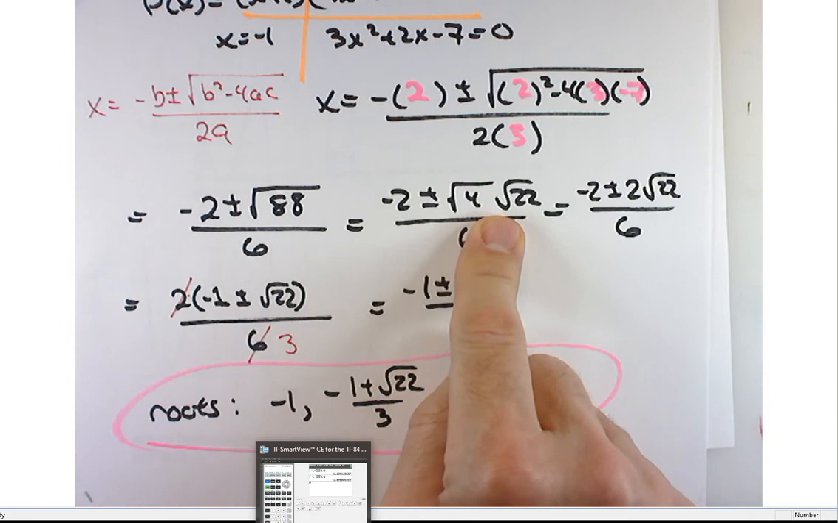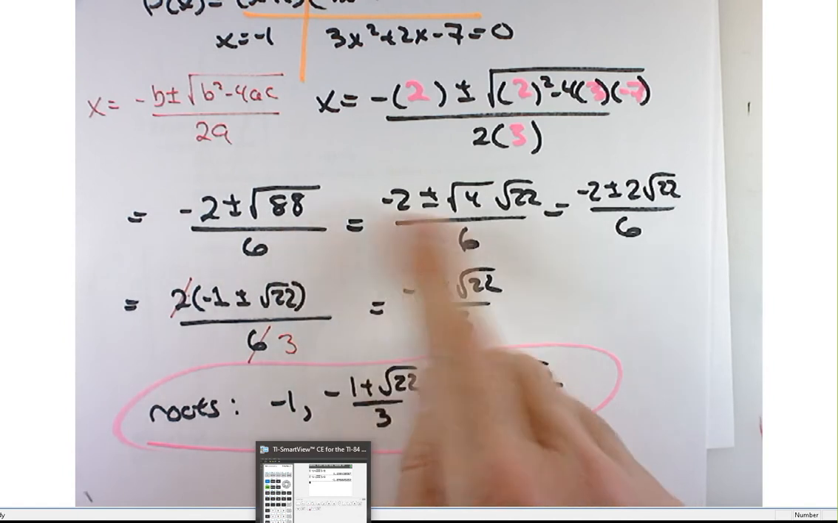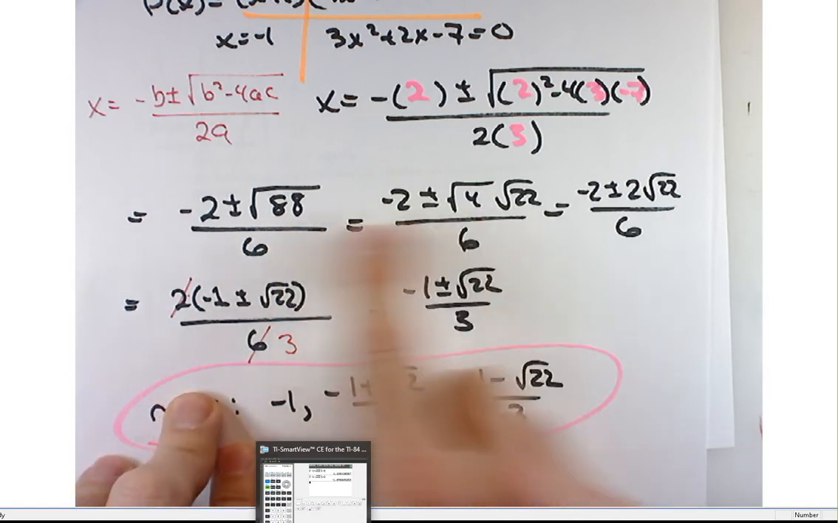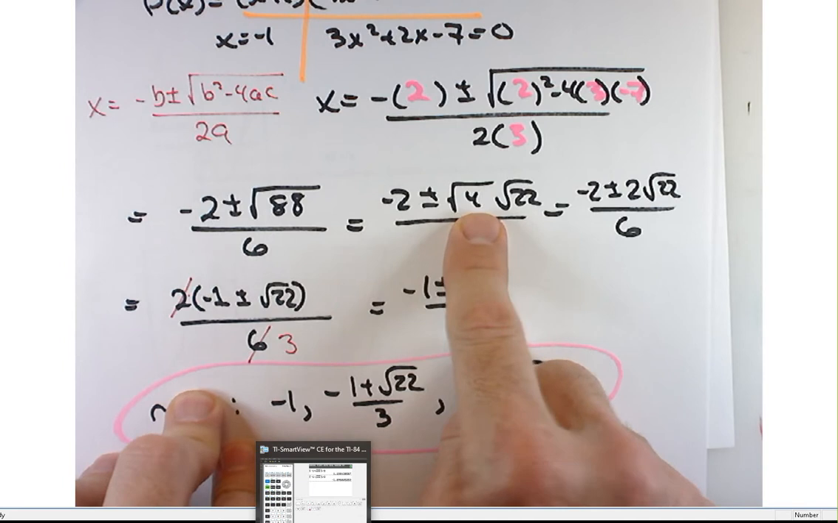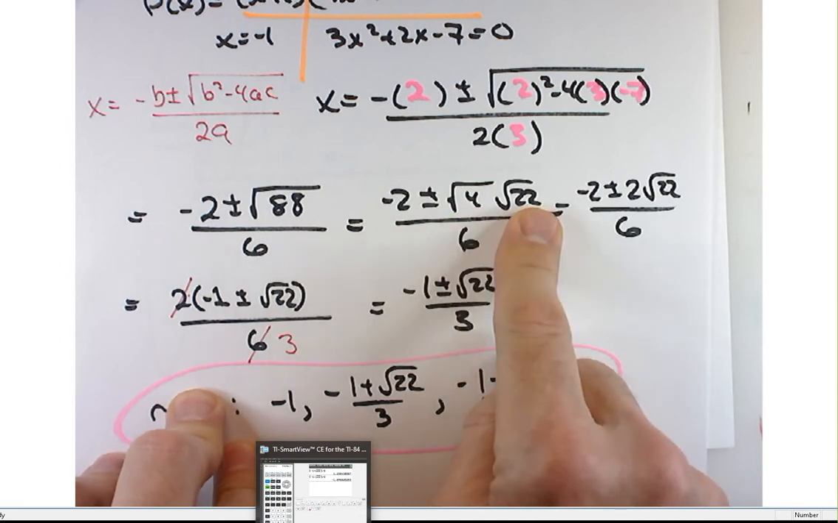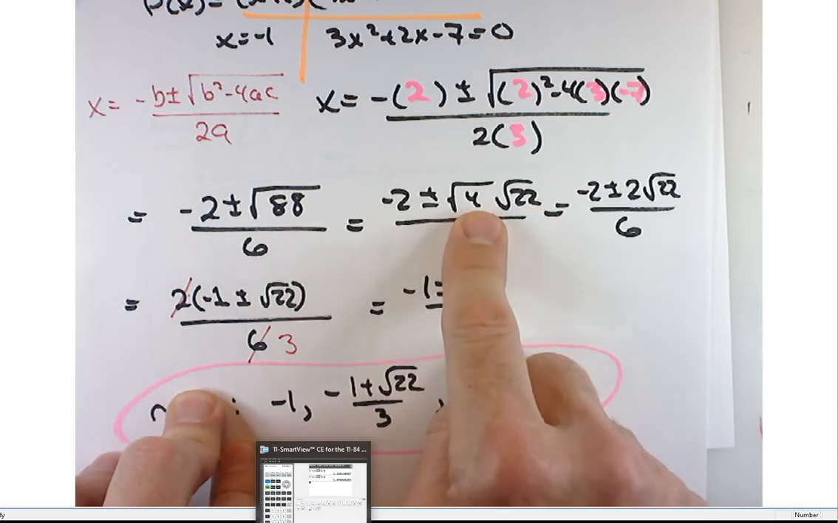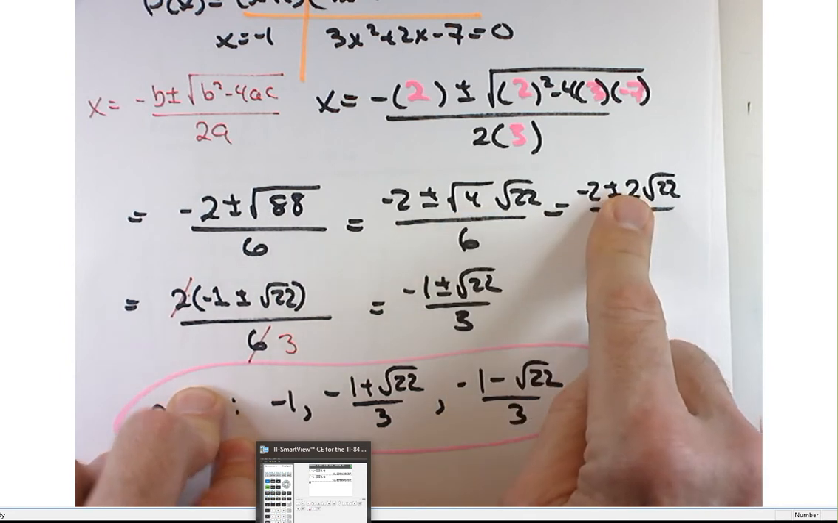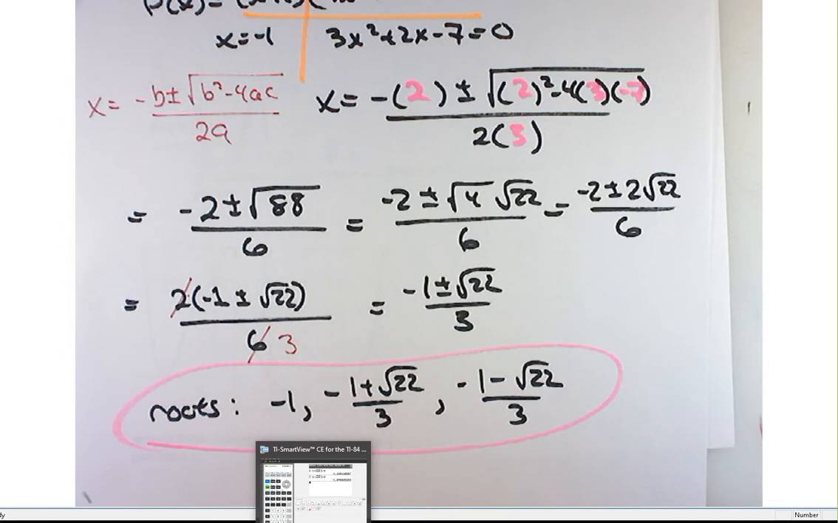If you take a look at the left-hand side board, I've got our list of perfect squares there. 4 is the largest perfect square that goes in here. So 4 goes into 88 22 times, right? 4 times 22 is 88. But then, the nice thing about having the 4 out front is I can take the square root of it. So that's why I chose to split it up. Yeah, I factored it out.